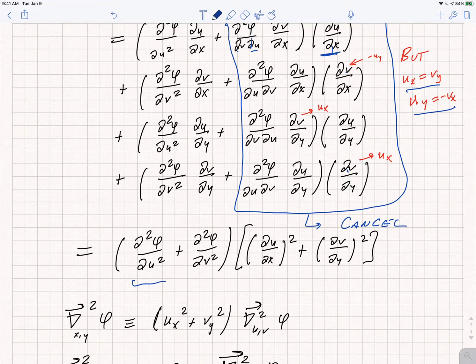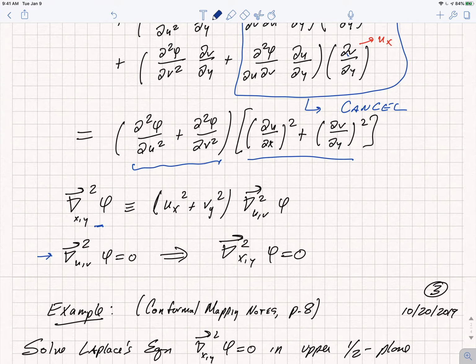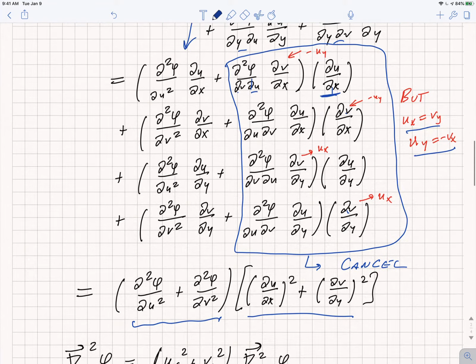I just get the Laplacian in terms of u and v, d squared phi by du squared plus d squared phi by dv squared, times this overall factor, du by dx squared plus dv by dy squared. So that is del squared with respect to x and y of phi is proportional to del squared with respect to u and v of phi. So that means that if this satisfies Laplace's equation in u and v, then phi satisfies Laplace's equation also with respect to x and y. And that's what we wanted to show.